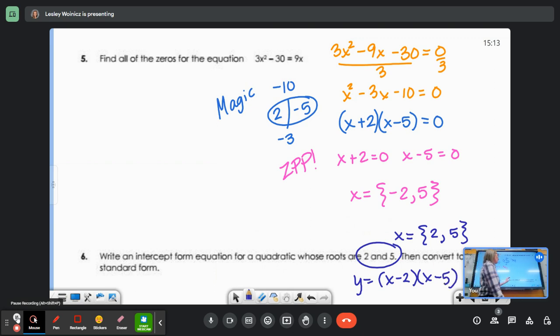Now you know why our intercept form looks like this: x minus p times x minus q. It has to be opposite to get a 0. If I put a p in here, p and minus p cancel. If I put a q in here, q minus q cancel. It's a 0.